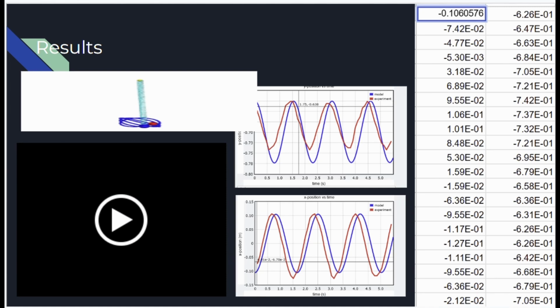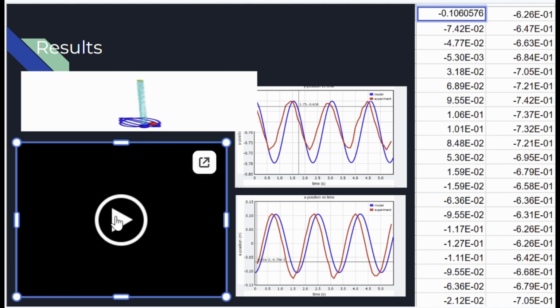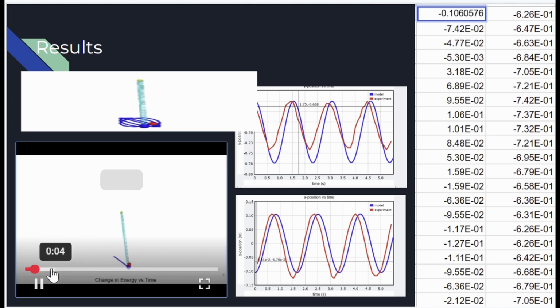Here are some results. This is an image of the final model I created, as well as the X and Y position versus predicted data, and a screenshot of my data from Tracker. And here's a video.